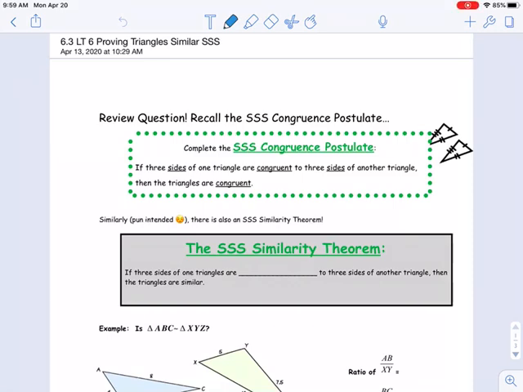Okay, students, so we're picking up right where we left off from yesterday. Yesterday, we were talking about qualifications for triangles to be similar. We had the angle postulate, the side angle side theorem. And now we've got the side-side-side theorem, all right?